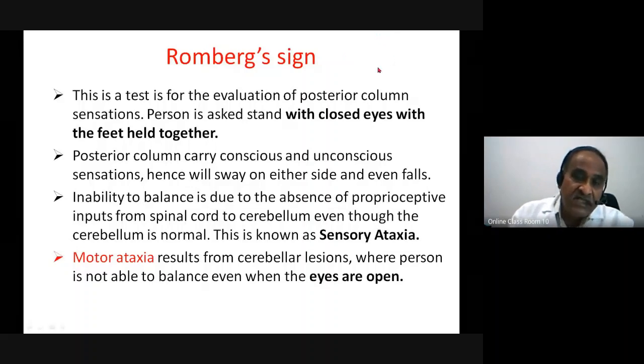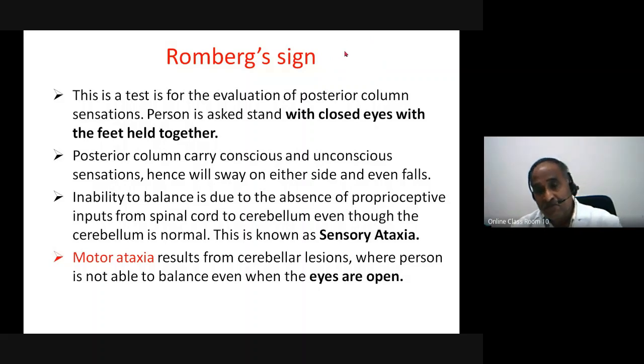I have discussed this Romberg sign when I talked about the posterior column sensations. The posterior column sensations send these proprioceptive inputs. The proprioceptive inputs reaching there, either the lemniscal component or non-lemniscal components or spinocerebellar components, they are missing. And when they are missing, we feel that there is ataxia or incoordination.